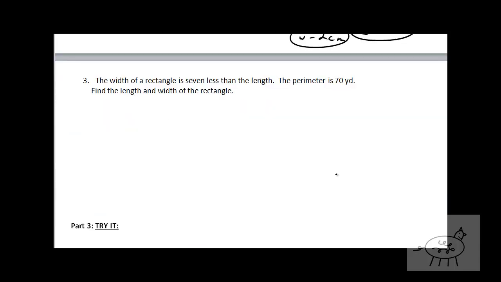The width of the rectangle, so the width, W equals width, and L equals length. Okay, I'm going to be picky about that. I'm going to be looking for you to define it every single time. So the width is 7 less than the length. So L minus 7. Not 7 minus L. L minus 7. 7 less than it. Okay, and the perimeter is 70 yards.